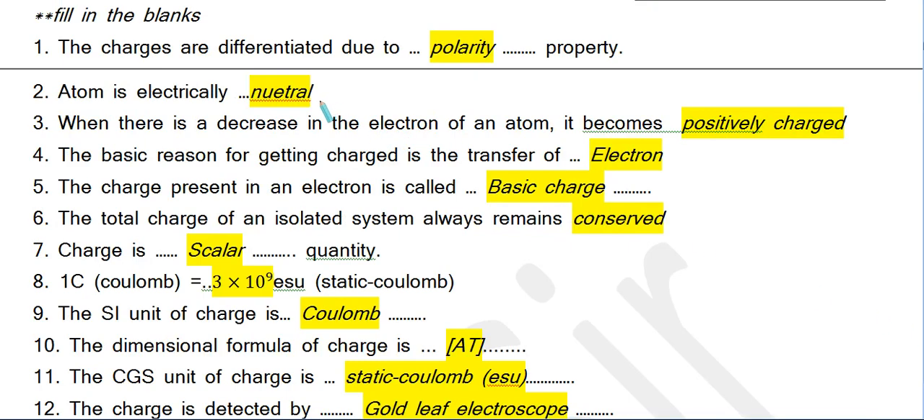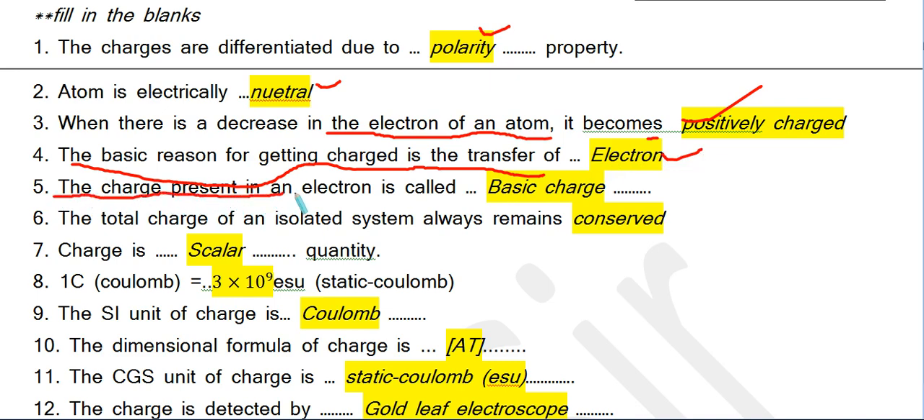Questions are here. First question, the charges are differentiated due to the property of polarity. Atoms are electrically neutral. When there is a decrease in the electrons of an atom, it becomes positively charged. The basic reason for getting charge is the transfer of electrons. The charge present on an electron is called basic charge or elementary charge. The total charge of an isolated system always remains conserved. Charge is a scalar quantity.